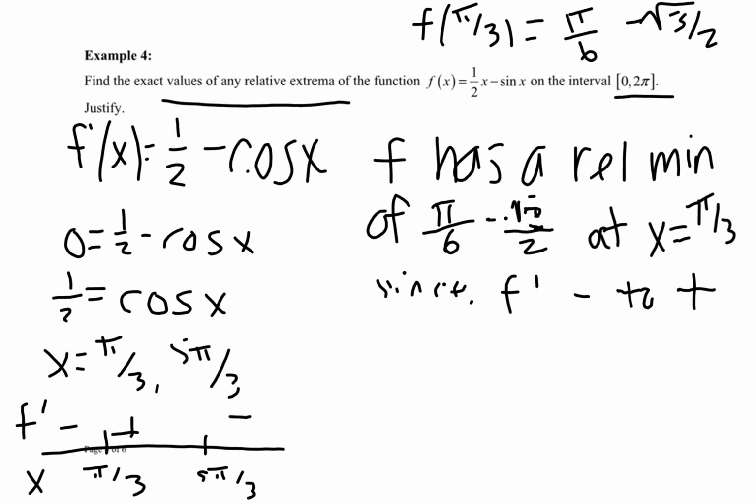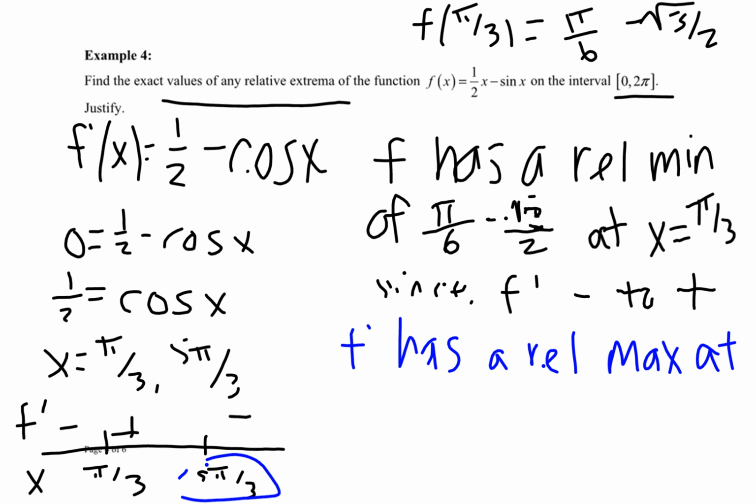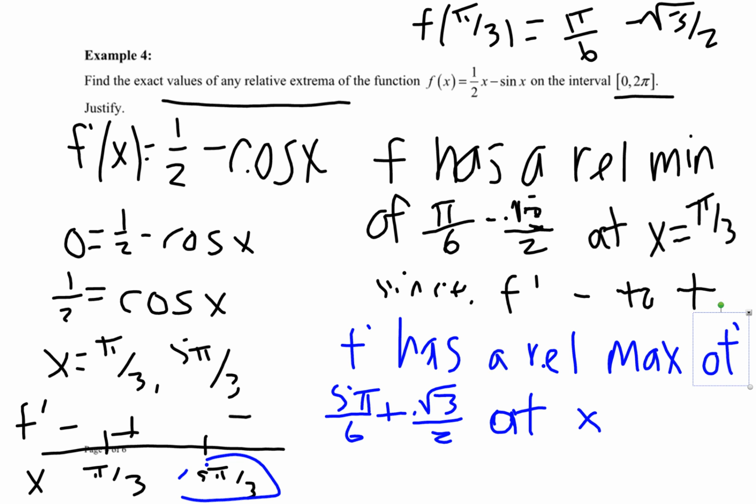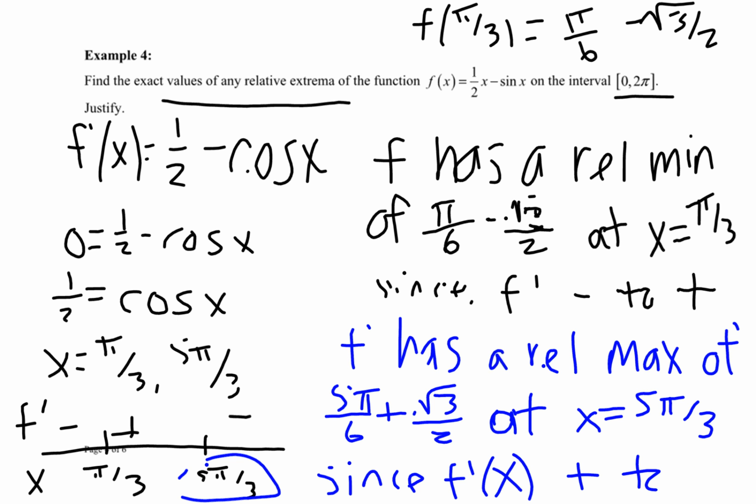All right, now we have another thing occurring here. F has a relative max of, and now we need to plug in 5/3 pi. That would be 5/6 pi plus square root of 3 over 2. And that value is occurring at x equals 5/3 pi, since f prime of x changes from positive to negative at that value.